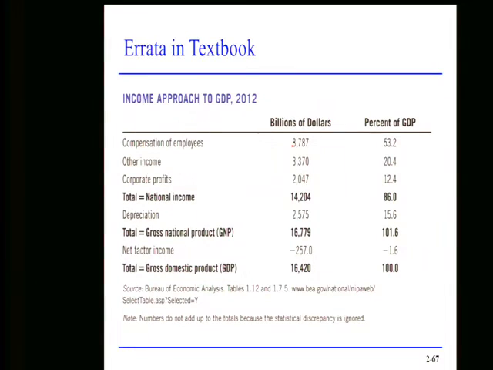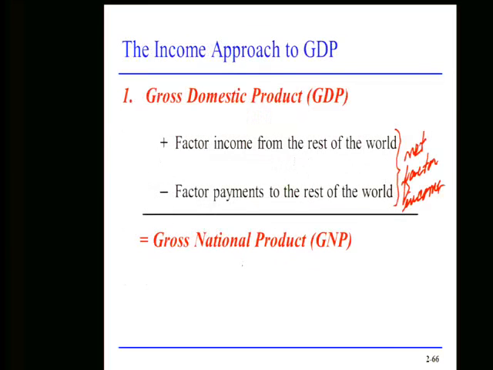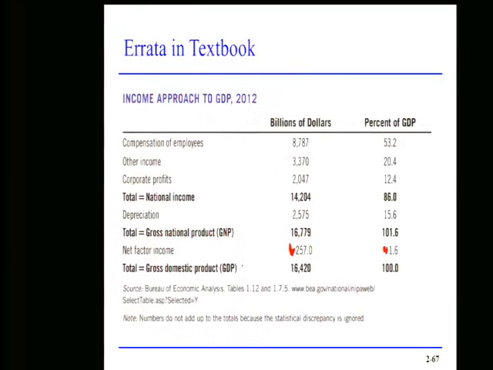Just listen to me. So it turns out that net factor income from the United States is not a negative number, it's a positive number. That is, we receive more income from the rest of the world than we pay out to the rest of the world. So my diagram is correct. I knew it was correct. I took it from the government document. And if we eliminate that minus sign, we're in good shape.